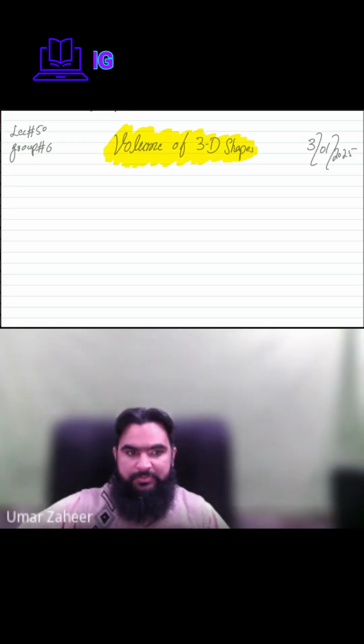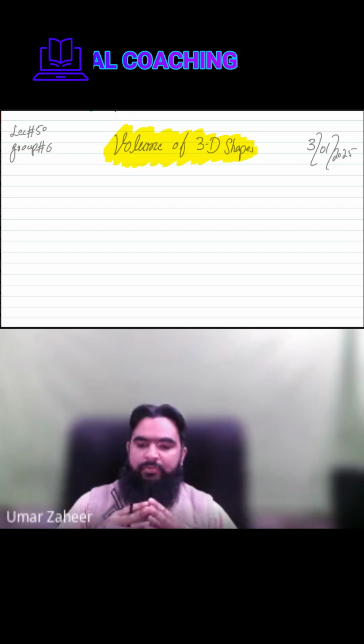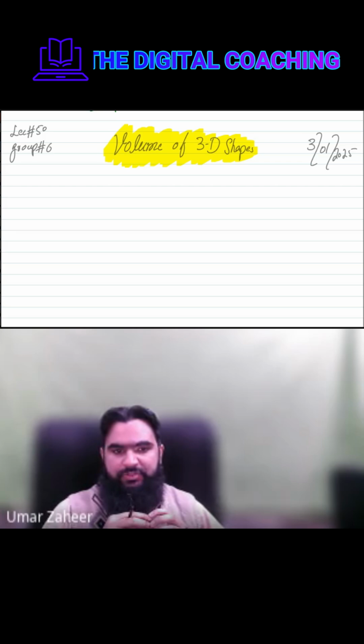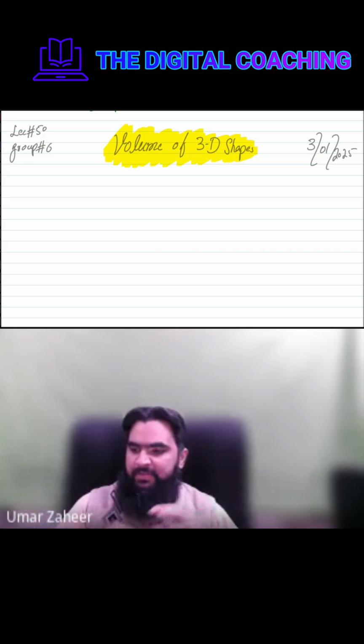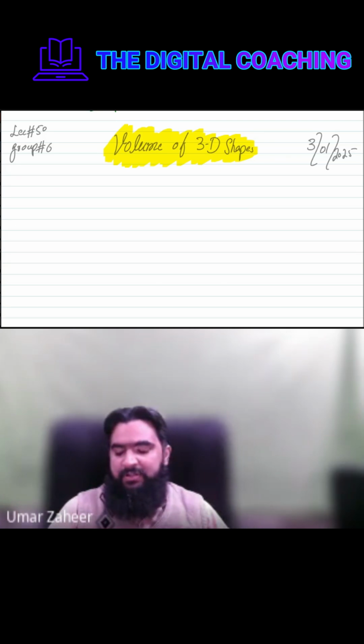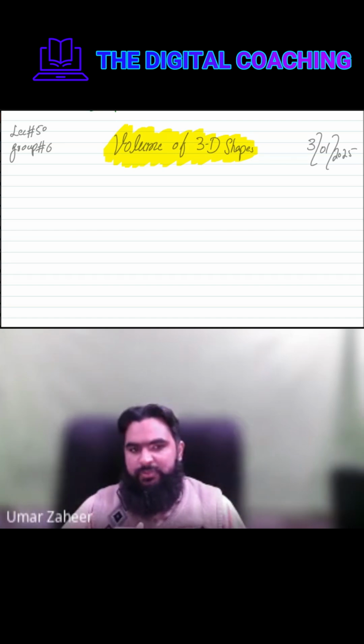Okay, Bismillahirrahmanirrahim. So today we are going to start with how we can find the volume of 3D shapes. We know that if you have a 2D shape, we have to find the area. But here we have 3D shapes. Obviously, we have different types of 3D shapes. We have a cube, cuboid, cone, and cylinder. We are going to discuss them one by one.